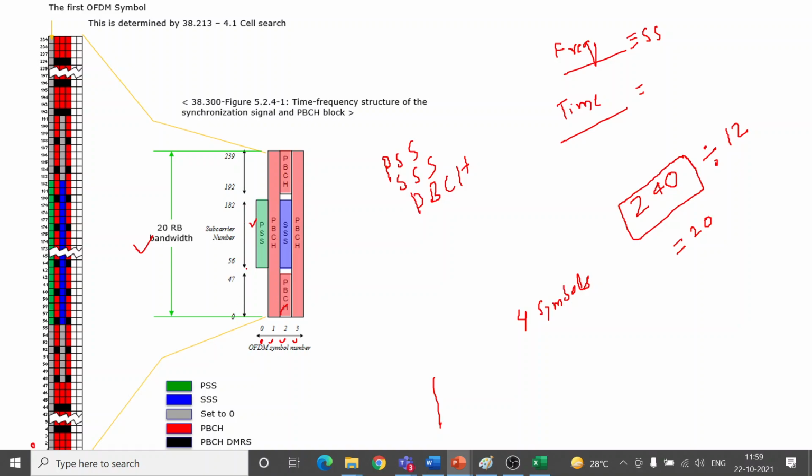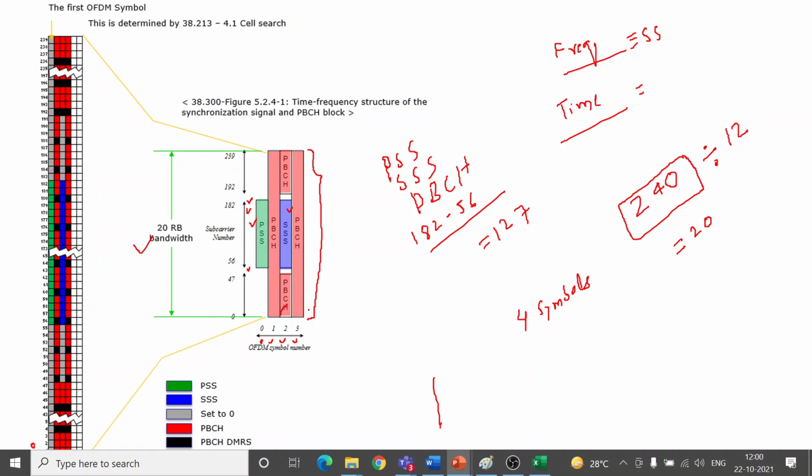Then from 56 to 182, your PSS is there. How many subcarriers? Can somebody tell me? 182 minus 56, right? Actually 56 is included, so it will be 127 subcarriers. So your PSS and SSS also will require 127 subcarriers. Please remember this.